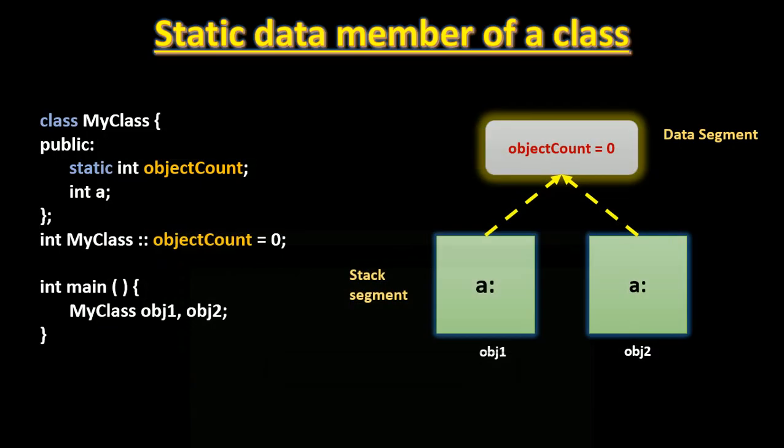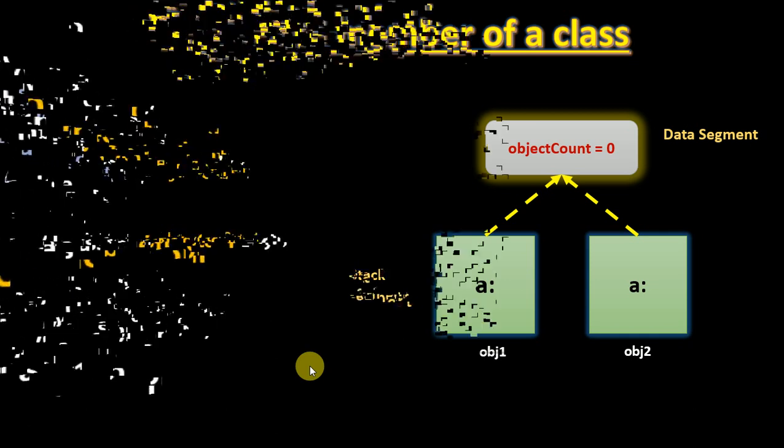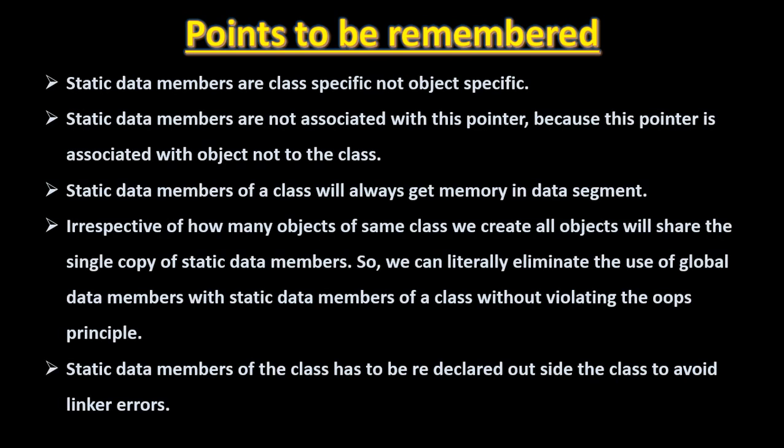Then come back to our slides. Now, what are the points we have to remember? Static data members are class specific, not object specific, as we have observed now. Static data members are not associated with the this pointer. This is one key point, because static data members are not part of the object. Whenever you access the data members of an object, only then the this pointer comes into the picture. The this pointer is closely connected with the object, not with the class.